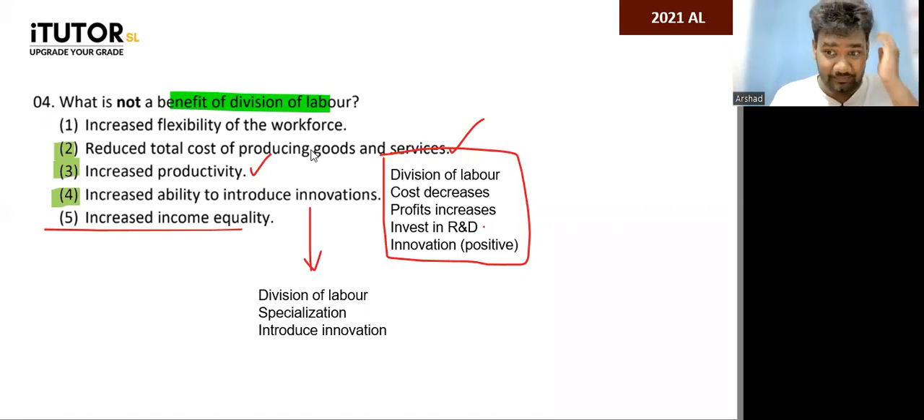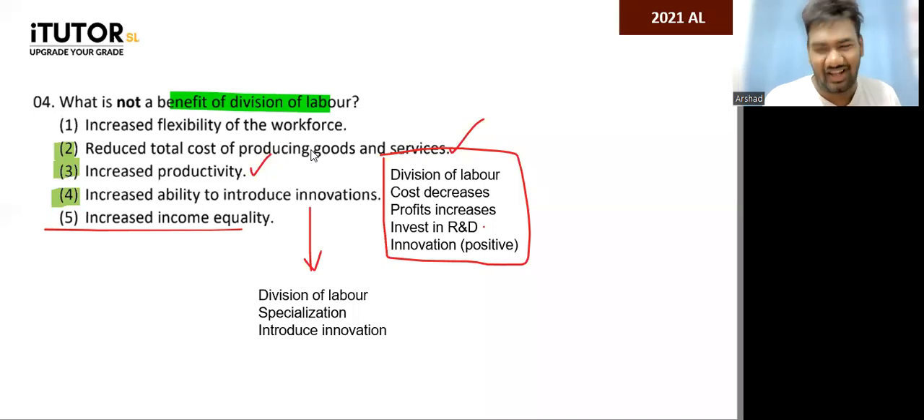Increased flexibility. Now, increased flexibility, I personally feel is not a benefit, right? Flexibility means you can move people from here to there, right? Now, for example, when you practice division of labor, when people become specialized. Now, think of me, will you, guys? I am specialized in teaching econ, right? Do you think I will be flexible? Or let's say maybe I'm working for an organization. Can the organization easily switch me and tell me from tomorrow, Arshad, you start teaching accounting? Do you think there is flexibility?